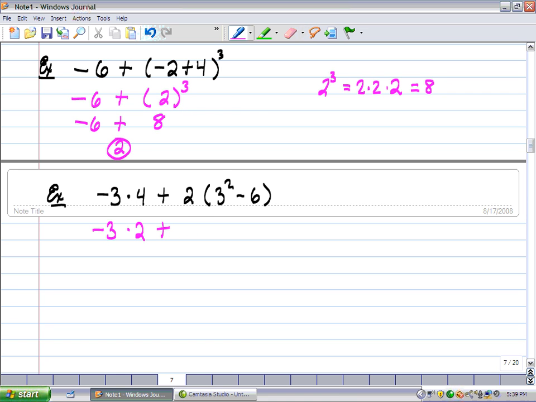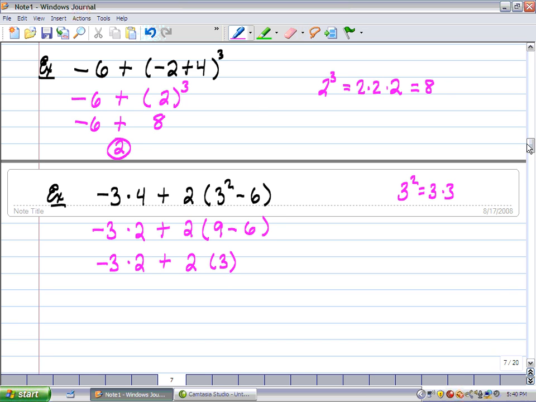So I'm doing the exponent, which, remember, 3 squared is 3 times 3. So that's really 9 minus 6. Now next I have a parenthesis. So 9 minus 6 is 3.